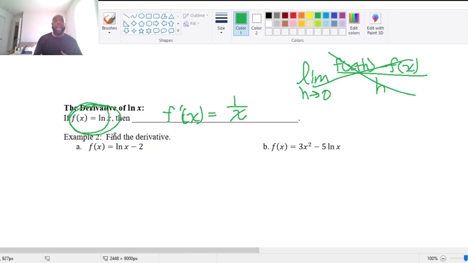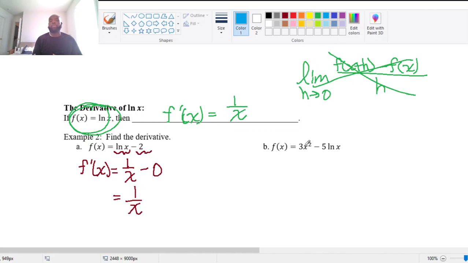And so in part A, I have f of x equals the natural log of x minus 2. Notice this is two separate terms separated by a minus sign, right? And so when we do the derivative, it's going to be f prime of x. We can do the derivative separately for each one of these. The derivative of ln of x is 1 over x. And the derivative of 2 is 0, and so this just equals 1 over x.